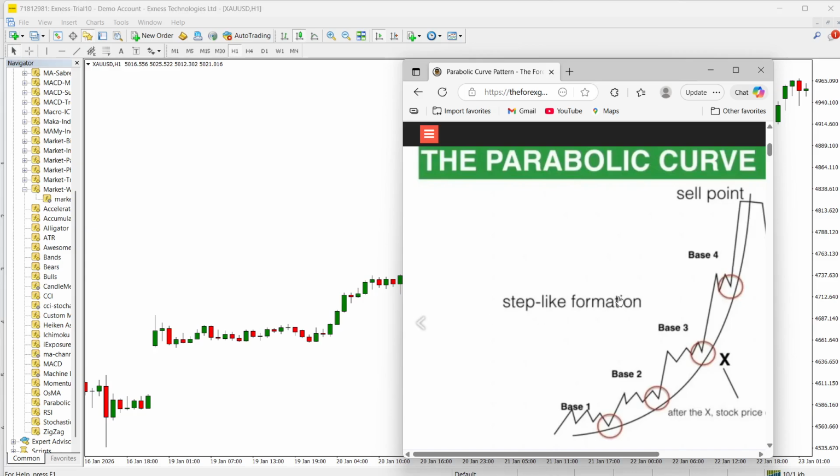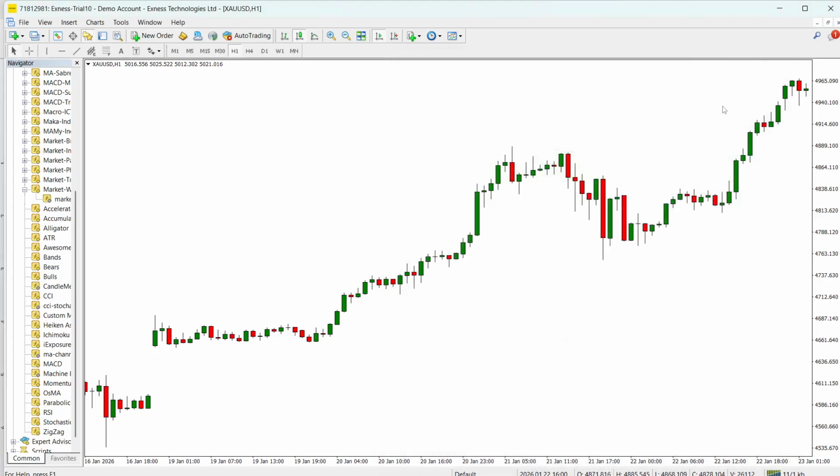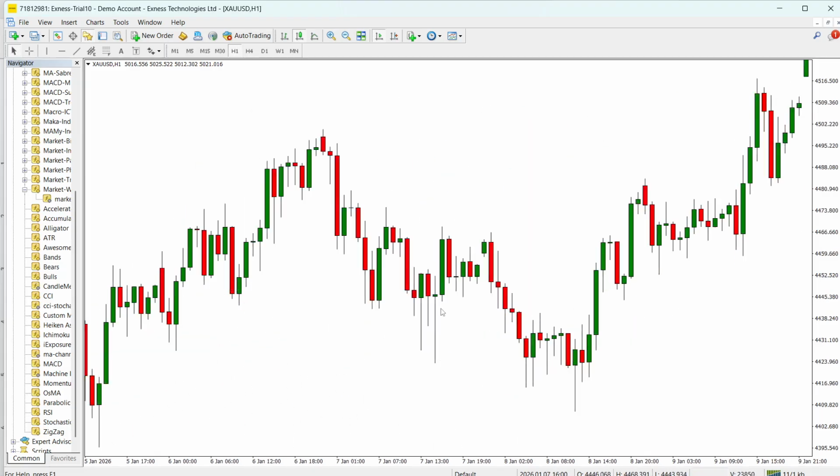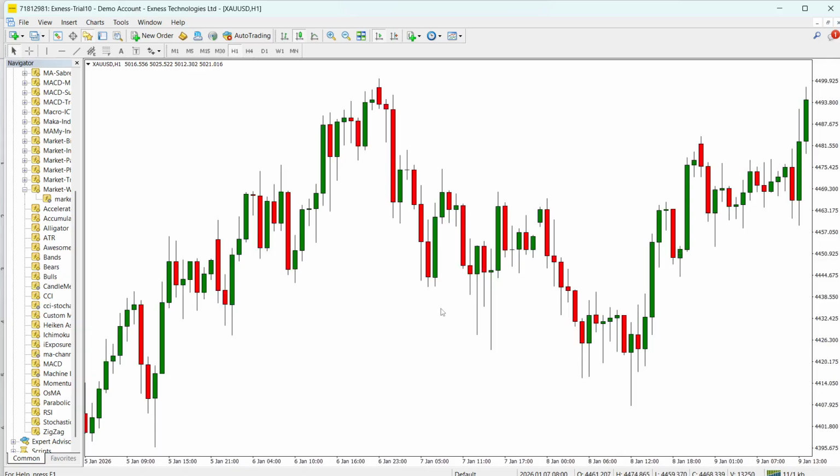Traders studying parabolic curves often use trend lines drawn along the accelerating price movements, along with momentum indicators and volume analysis to assess the strength and sustainability of the move. The strategy is suited for experienced traders who understand the risks of extreme price movements.